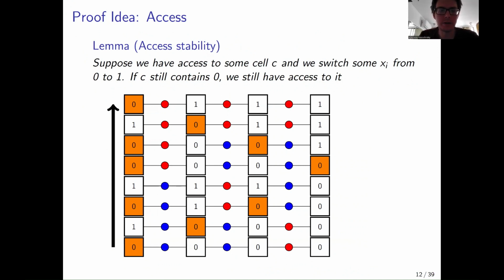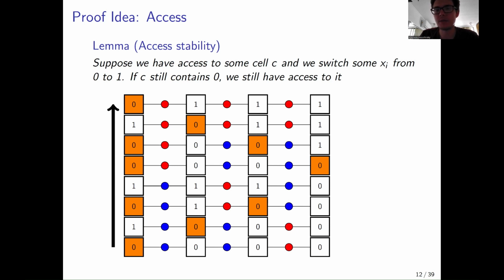We'll also need a lemma called accessibility. It says the following: if we have access to some cell C on some input X, and then suppose that we switch some input bit from 0 to 1. Well, the first possibility is that C can become 1, and then by definition we lose access to it, because we only have access to cells with zeros. Now, the statement of the lemma is that if C is still equal to 0, then we still have access to it.